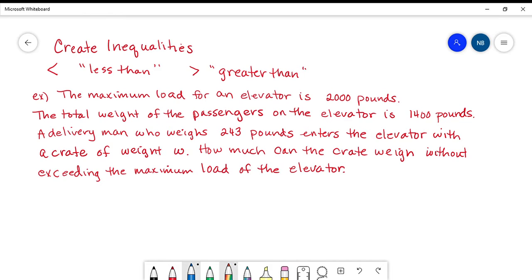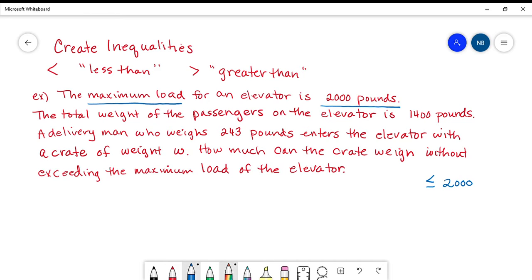than something else? All right, our first problem says the maximum load for an elevator is 2,000 pounds. Maximum means we can't exceed 2,000 pounds. So far, I know that I need a less than or equal to 2,000 pounds. The total weight of the passengers on the elevator is 1,400 pounds. So we've already used up 1,400 of the pounds. A delivery man who weighs 243 pounds enters the elevator with a crate of weight W.